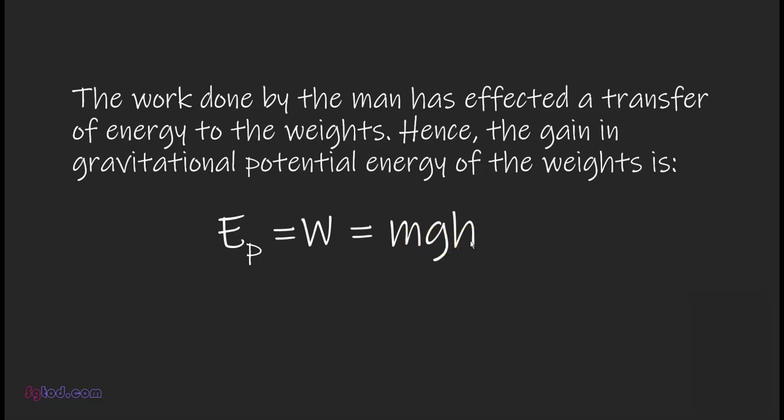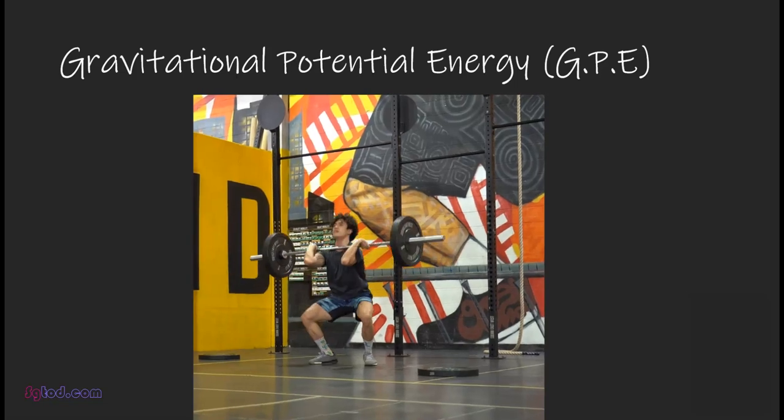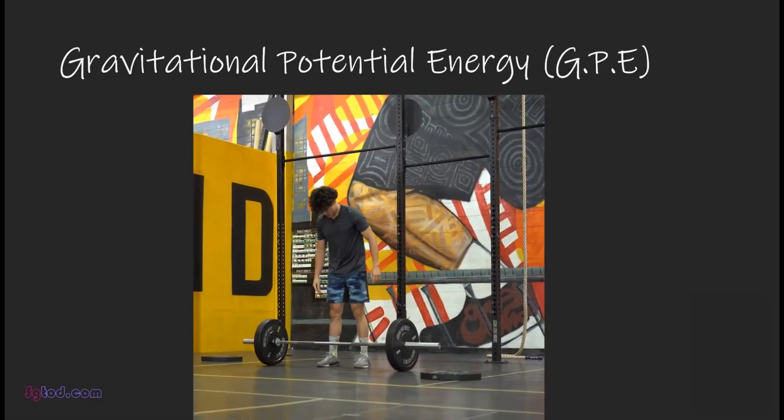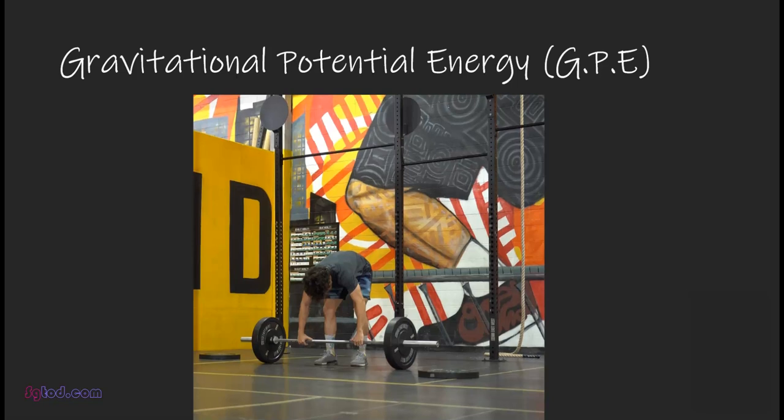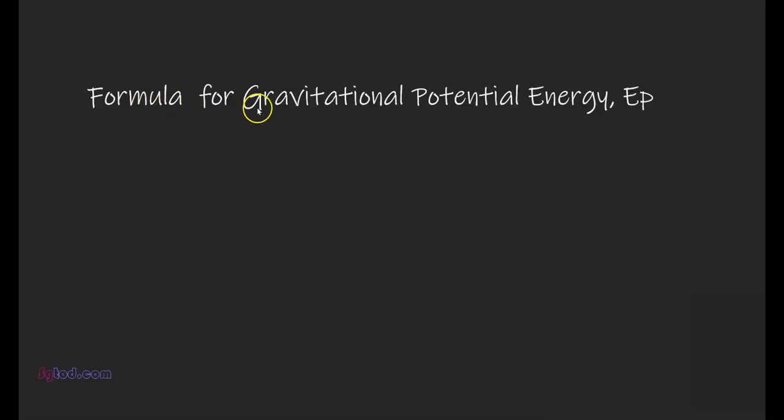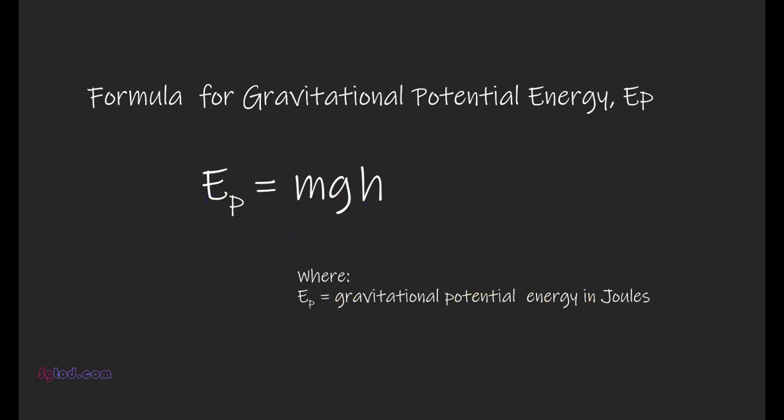This means that at that lifted position, the barbell and weight plates have stored gravitational potential energy equal to an amount of mgh joules. If the man drops the weights, they will now be able to drive a stake into the ground and do an amount of work equal to mgh joules. Therefore, the formula of gravitational potential energy is given by EP equals mgh, where EP is the gravitational potential energy in joules, m is the mass of the body in kilograms, and h is the height in meters.